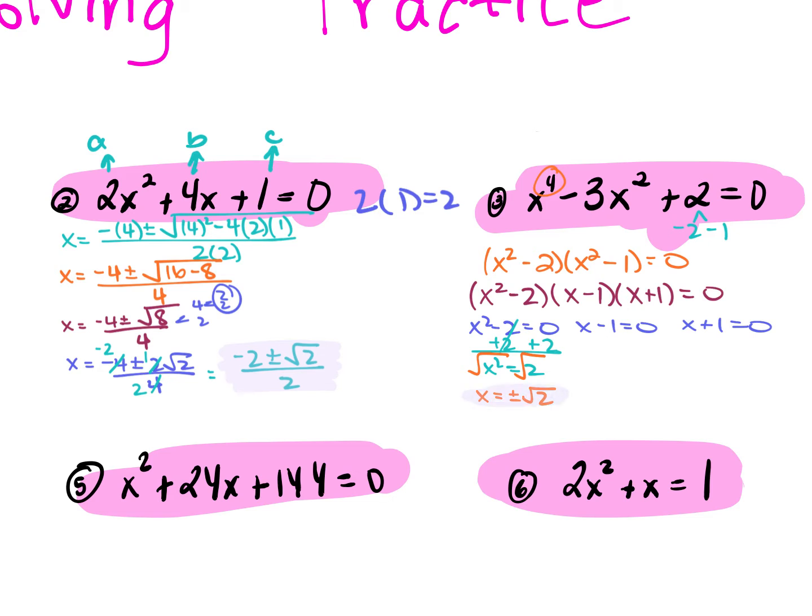For the x minus 1 is equal to 0, what do you do to move the 1 over? Add it. So that's x is equal to positive 1. And then the x plus 1 is equal to 0. Subtract that 1 from each side to get x is also equal to negative 1. For one like this, you have 4 solutions. The positive square root 2, the negative square root 2, the positive 1, and the negative 1.